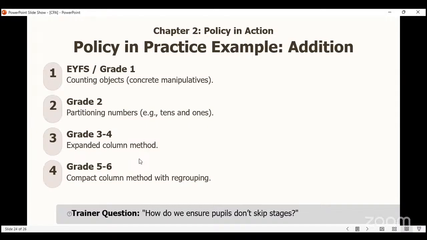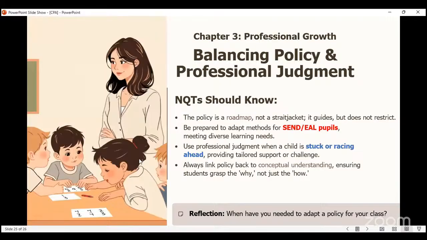So the policy in practice, for example: EYFS, counting objects; grade 2, partitioning numbers; grade 3 to 4, expanded column method; grade 5 to 6, compact column method with regrouping, and so on and so forth. However, we need to balance the calculation policy and our professional judgment.